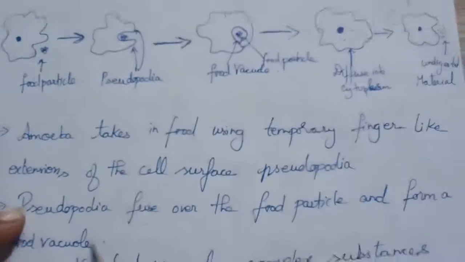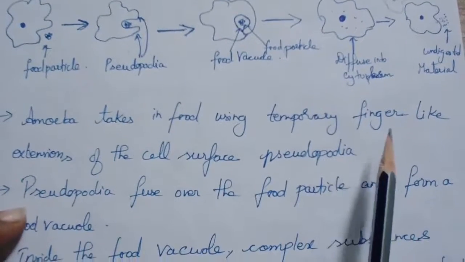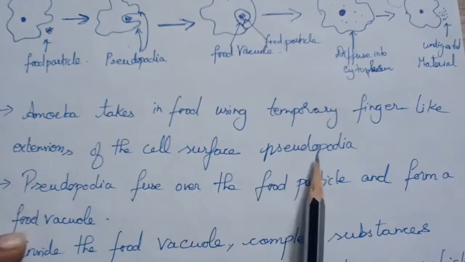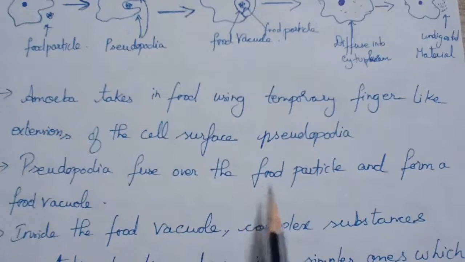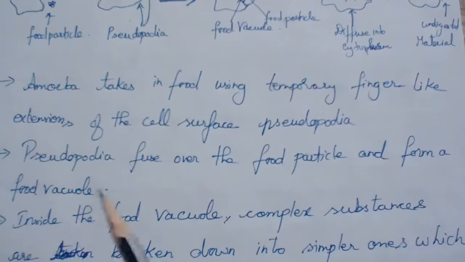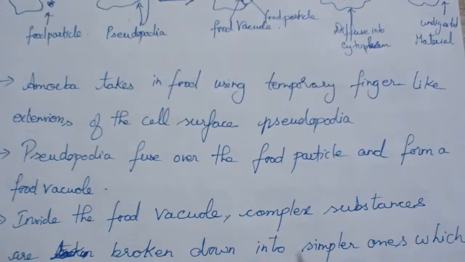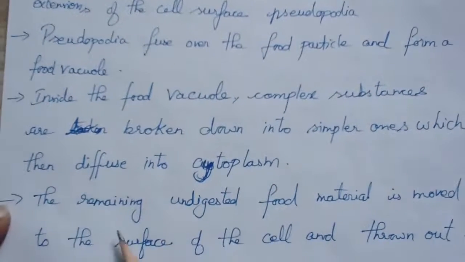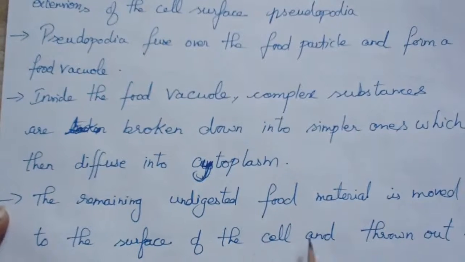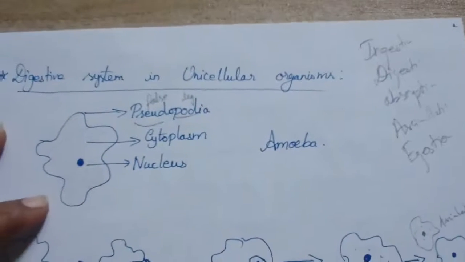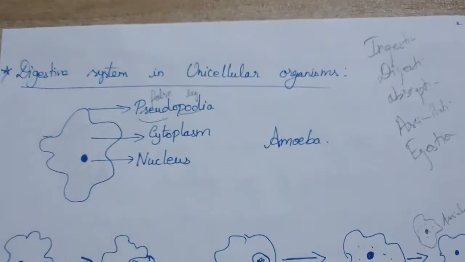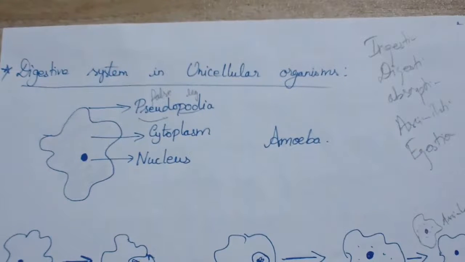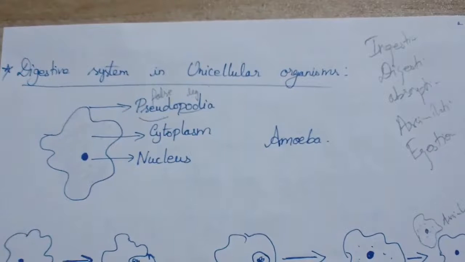So amoeba takes in food using temporary finger-like extensions of the cell surface called pseudopodia. The pseudopodia fuse over the food particles and form a food vacuole. Inside the food vacuole, complex substances are broken down into simpler ones which diffuse into the cytoplasm. The remaining undigested food material is moved to the surface of the cell and thrown out. So this is the digestive system in the unicellular organism. It depends upon other organisms, directly or indirectly. Once it consumes, it digests in this way and gets its nutrition in these 5 steps.